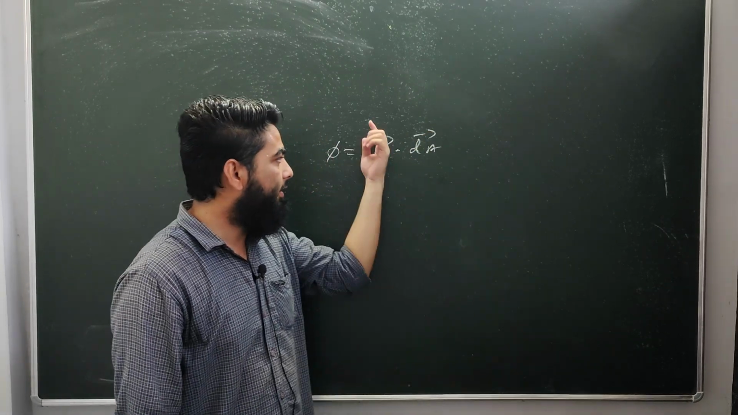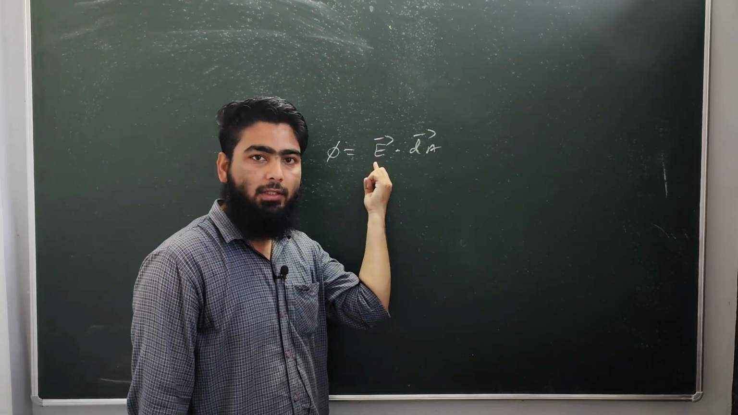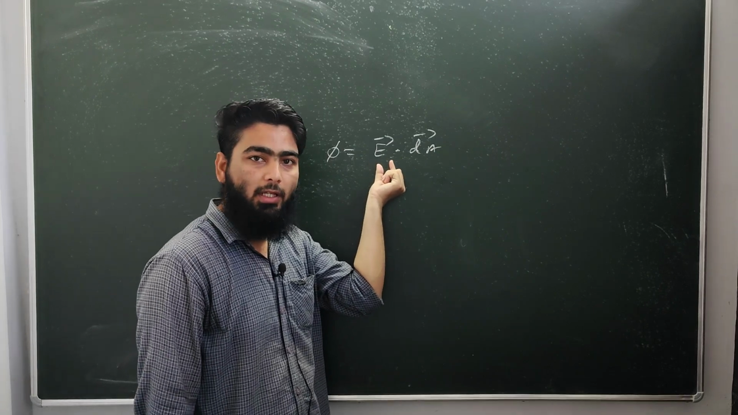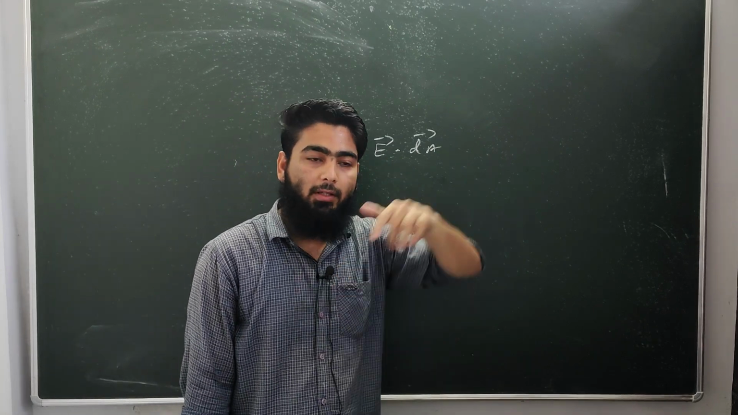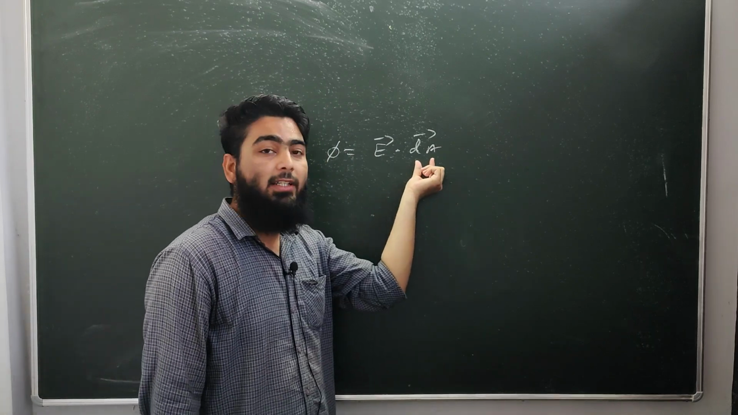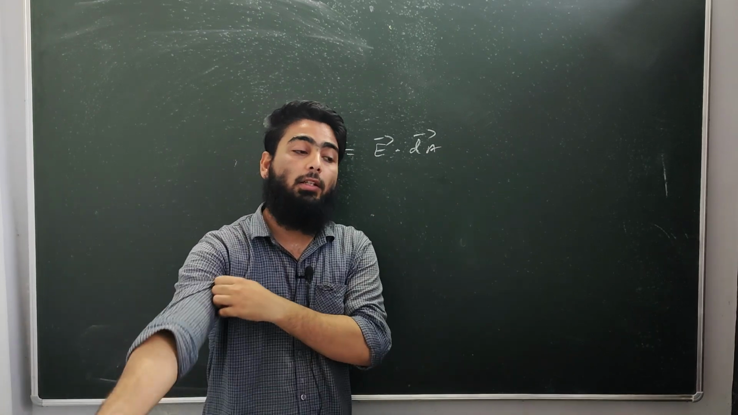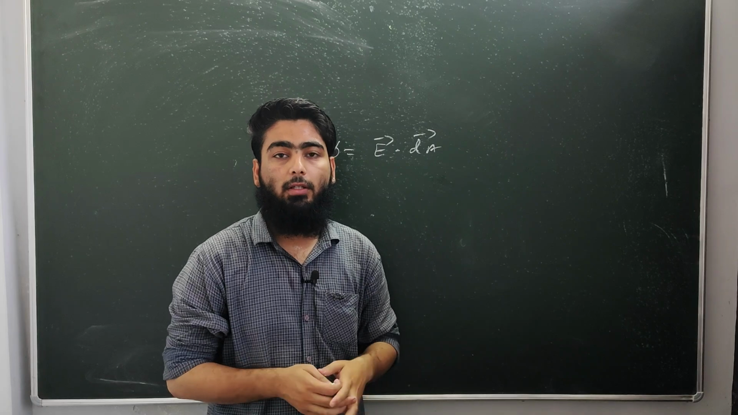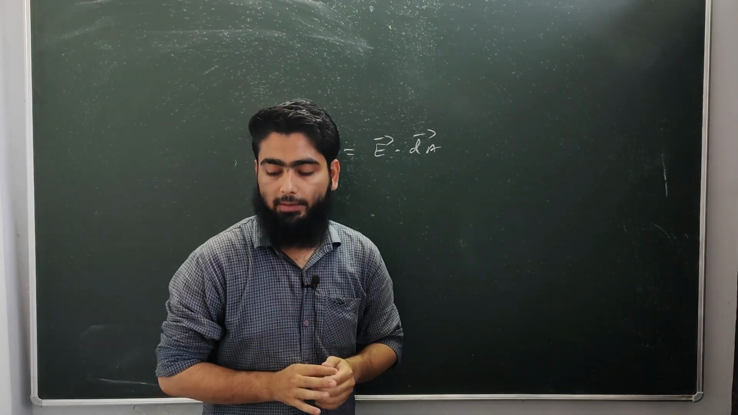And if you integrate this, if the electric field is constant, then you will place the value of E, and the electric field will be the same at every cross section of the surface. And if the area is taken to be very small, then you have to integrate to find the total net electric flux through the closed surface.